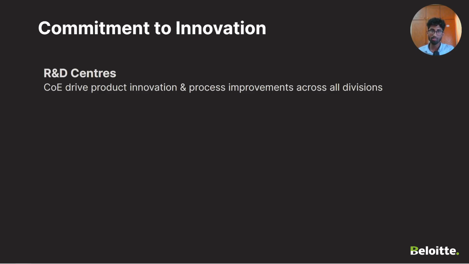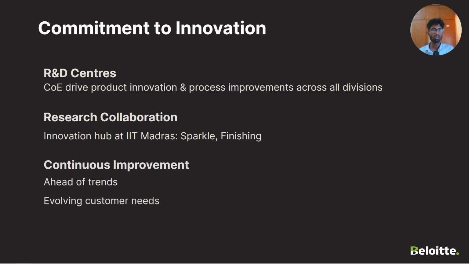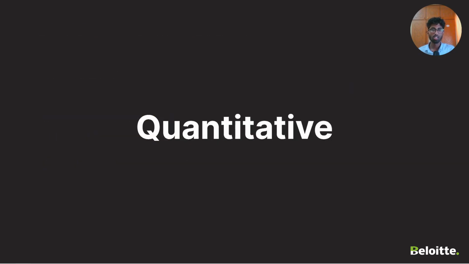India for all divisions that focus on innovating their products and also improving their processes. Secondly, they have research collaboration, which is especially seen in IIT Madras, which focuses on improving the sparkle and finishing of their jewelry products. And they also have an aspect of Kaizen, that is continuous improvement, so that they're always ahead of trends and evolving consumer needs. Now, the quantitative aspects will be taken forward by Dheeraj.